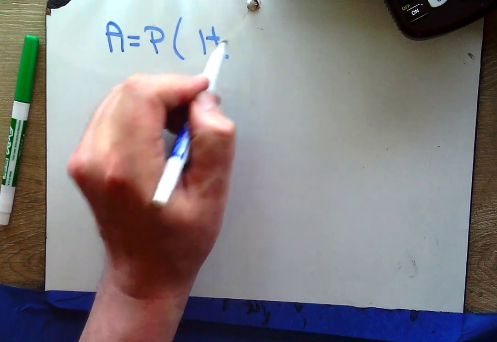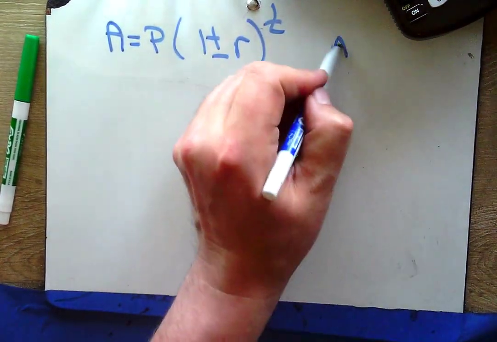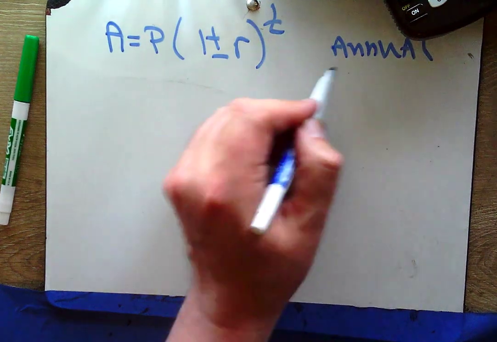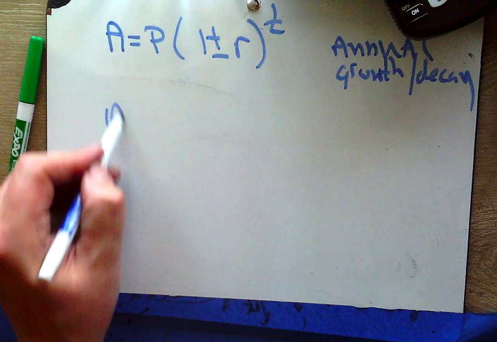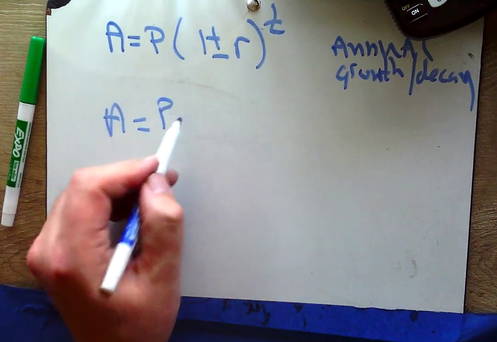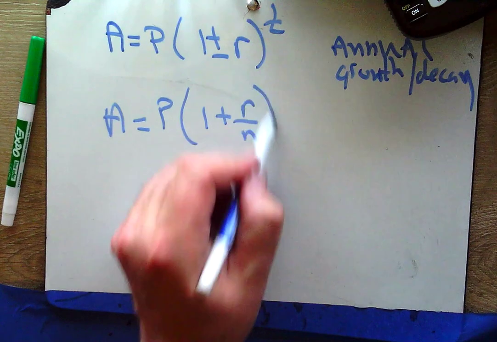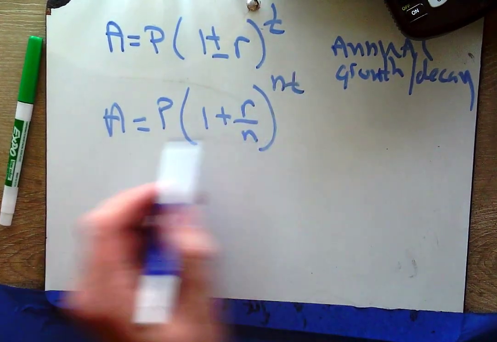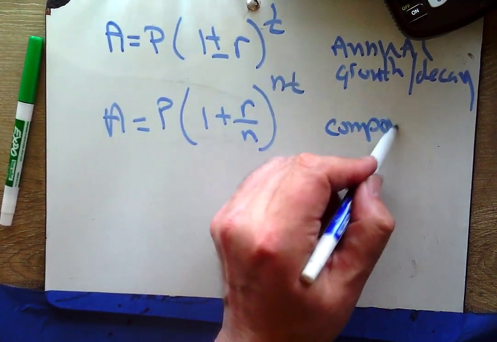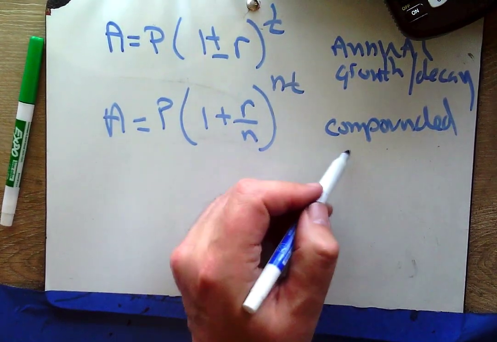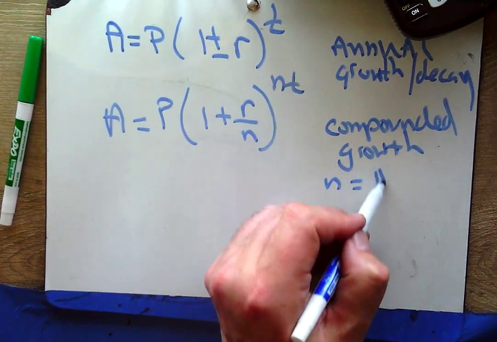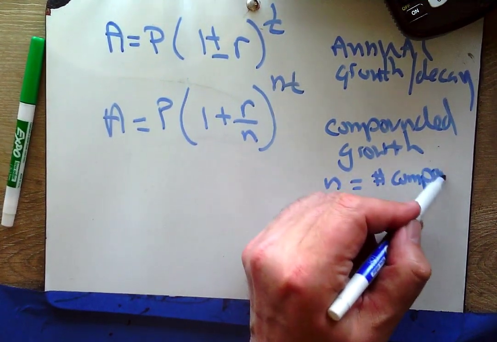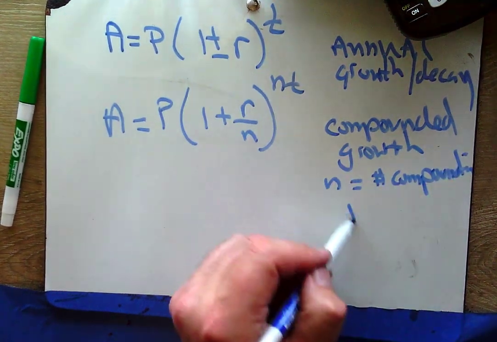This formula is annual growth or decay. We've got this one. This is a special formula for compounded, almost always interest, compounded growth, where n is the number of compoundings per year.